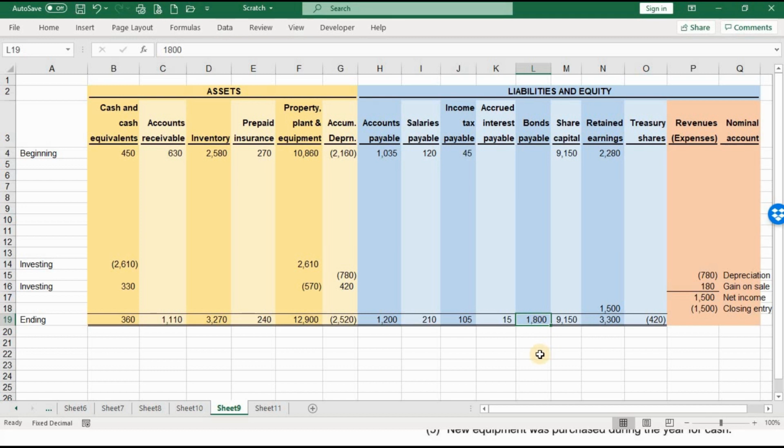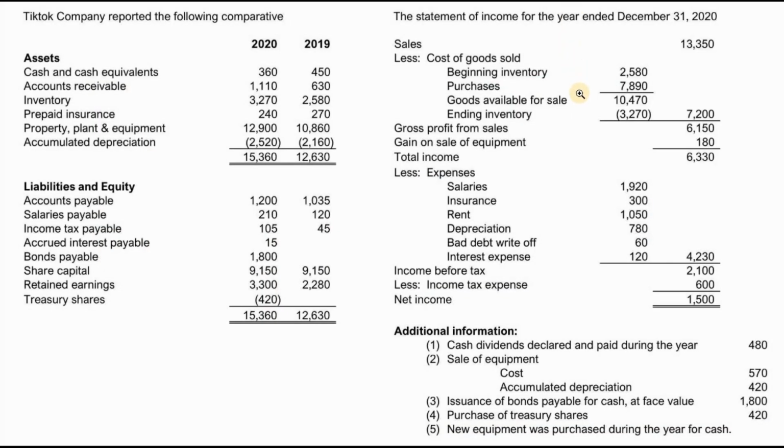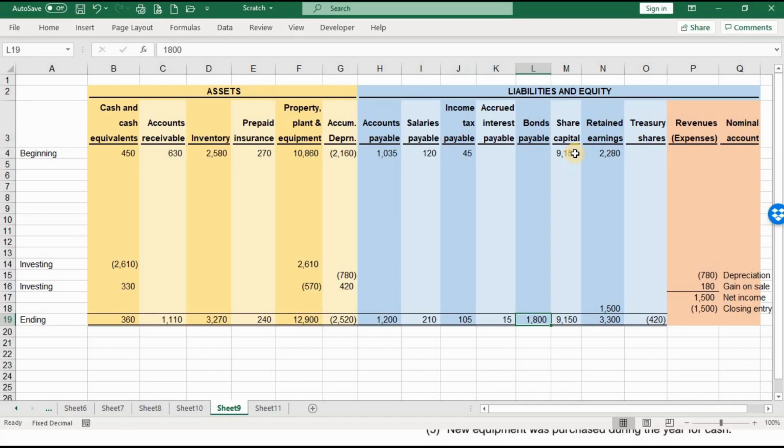Let's look at the problem if there is additional information. Based on additional information number 3, we have a 1,800 issuance of bonds payable for cash, which is at face value. This simply means that the 1,800 ending balance of the bonds payable is a result of an issuance for 1,800 cash. So the entry would be, of course, a debit to cash for 1,800 and a credit to bonds payable for 1,800. Now we're done with the non-current liability.